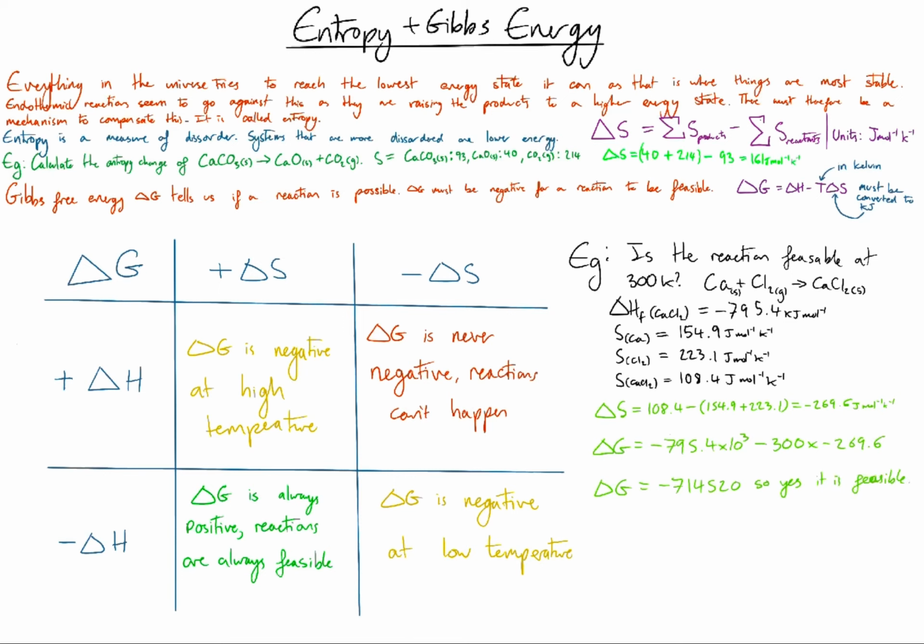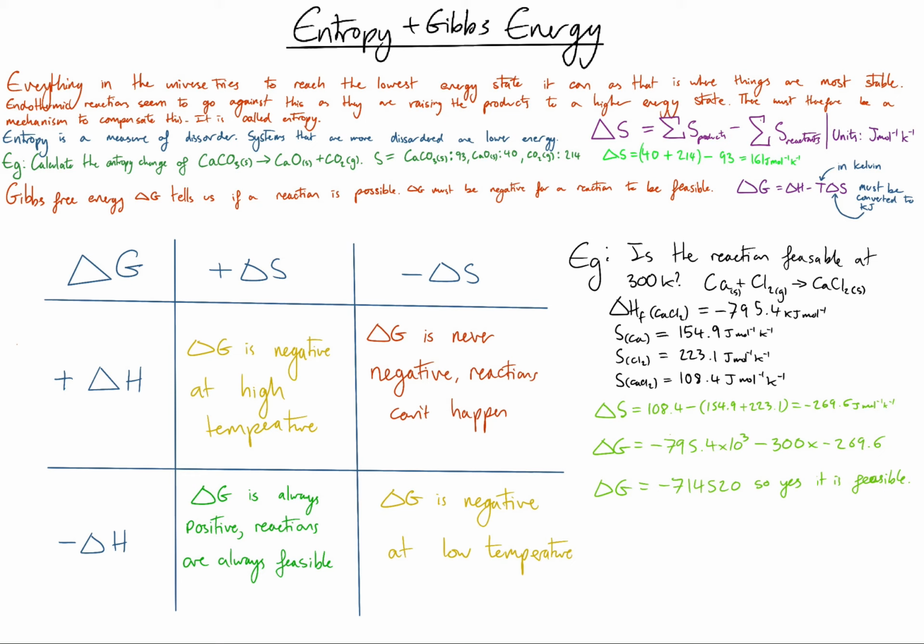We can now find our delta G, which is going to be minus 795.4 times 10 to the 3, because we need to convert it into joules, minus 300, our temperature, times minus 269.6, which is our delta S value for the reaction. This comes out as minus, that's a big number. So yes, the reaction is feasible because delta G is negative.